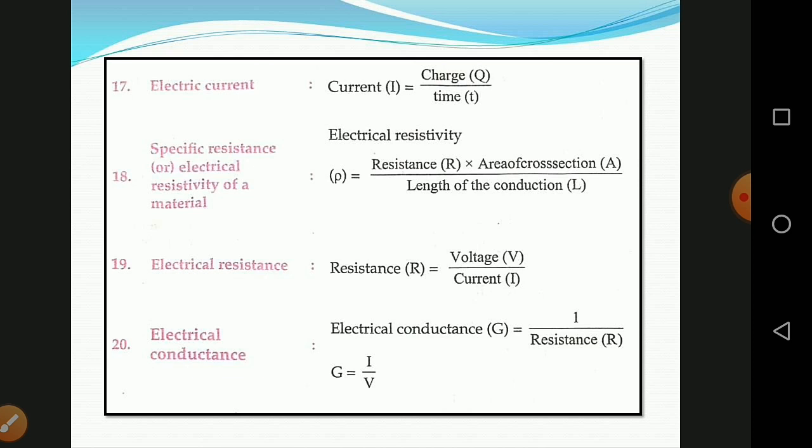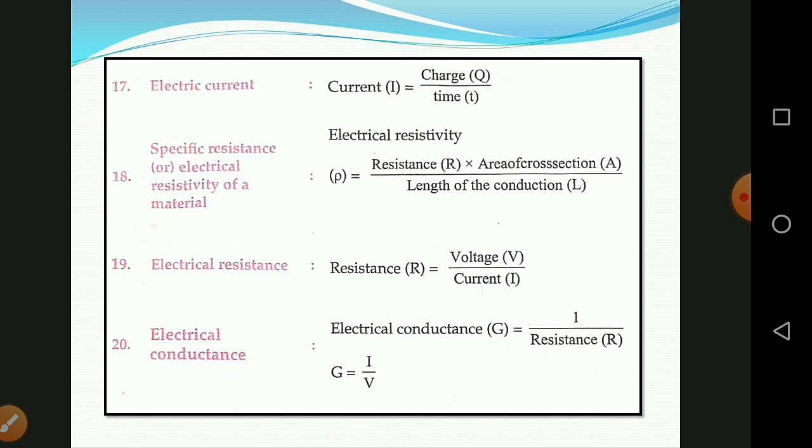Electric current I is equal to charge by time, that means I is equal to Q by T. Next is specific resistance or electrical resistivity of a material. Rho is equal to resistance into area of cross section divided by length of conductor, that means rho is equal to RA divided by L. Its unit is ohm meter.